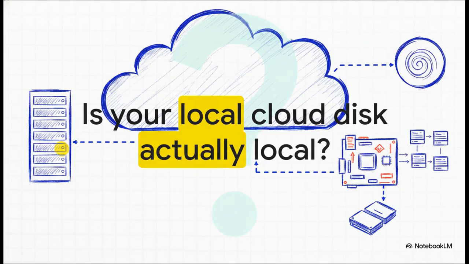But first, let me ask you something that might just totally shatter your assumptions about how the cloud works. When you spin up an instance, is your local NVMe cloud disk actually local? Like, when you see that ultra-fast disk attached to your instance, you probably assume it's sitting right there on the exact same motherboard, right? Well, it's not.